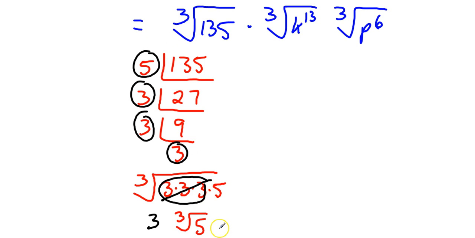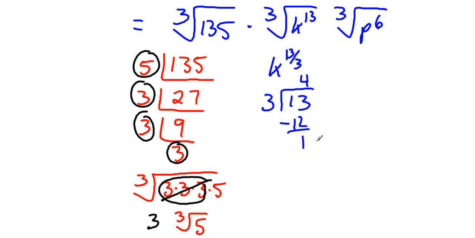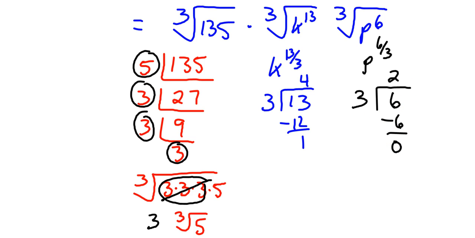Okay, and then variable-wise, take those one piece at a time. For the k, well, it's 13 divided by 3. So we're actually going to take 3 and divide it into 13. I'm going to go 4 times with 1 left over. And then for the p's, we'll do the same thing. That's p to the 6 divided by 3. And when we divide 3 into 6, that goes evenly 2 times with nothing left over. Again, these are our outside powers, and whatever we have left over, that's our inside powers.